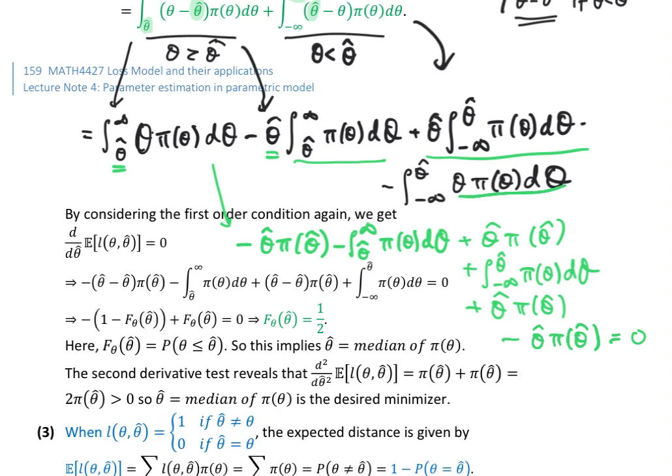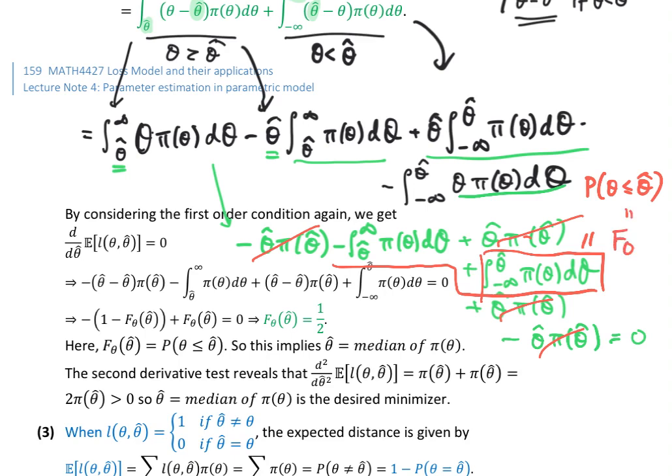Of course here, we try to set this equal to 0. Now it looks rather complicated, but you can see many terms can be cancelled out. This term can be cancelled out, this term can be cancelled out. So this is what you get finally. For the second term, this is just equal to the probability that theta is less than or equal to theta hat. So this one is just equal to the CDF of theta, right?